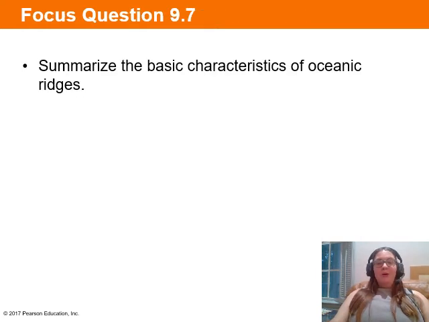And now we're going to wrap up this chapter by talking about our oceanic ridges, which we discussed pretty extensively when we were going over plate tectonics. So these last few slides are basically going to be a review of things that we've gone over before.